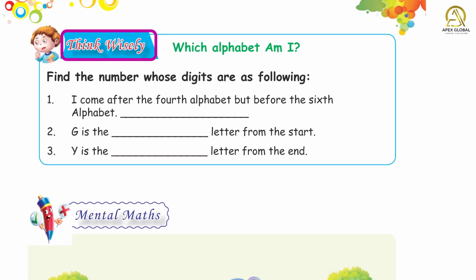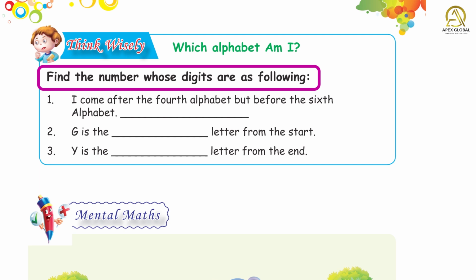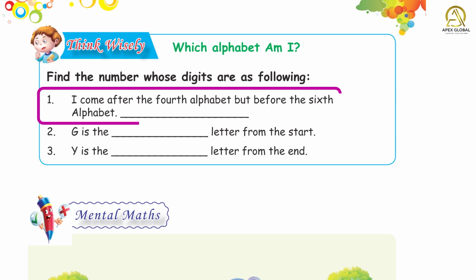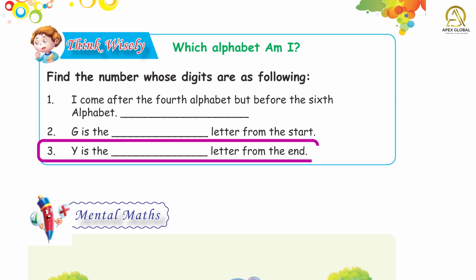Think wisely. Which alphabet am I? Find the letter as follows. 1. I come after the fourth alphabet but before the sixth alphabet. 2. G is the dash letter from the start. 3. Y is the dash letter from the end.